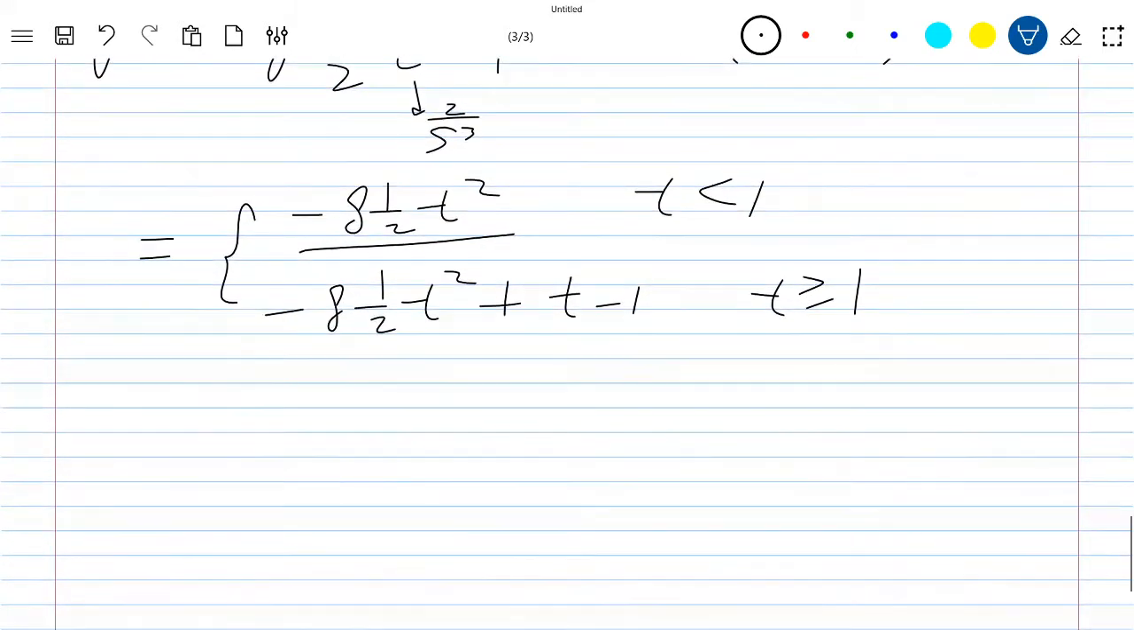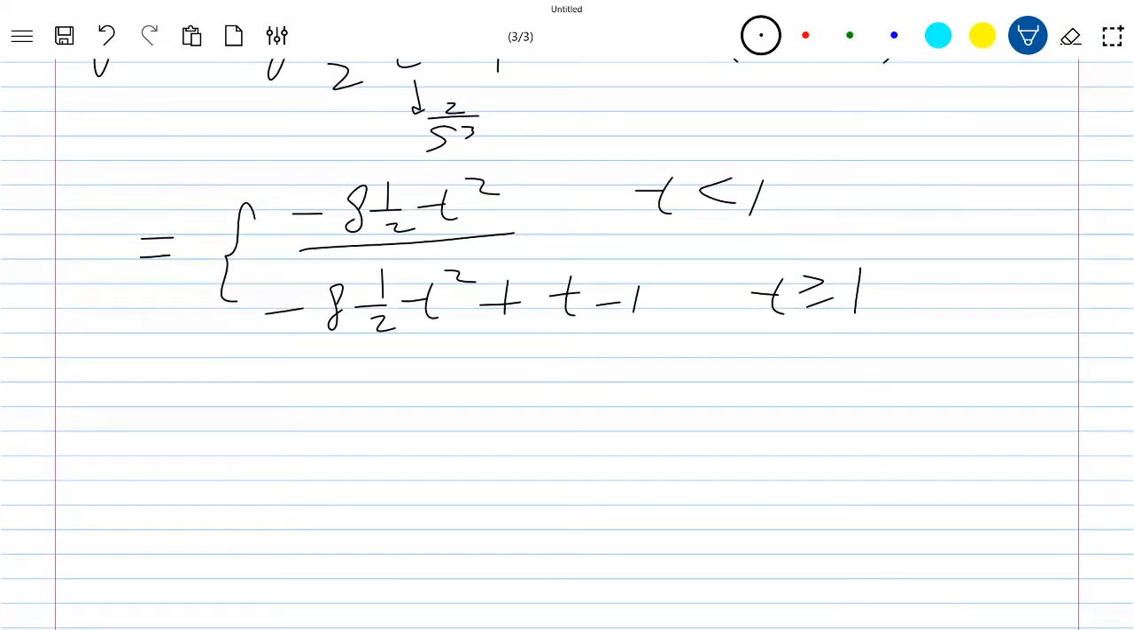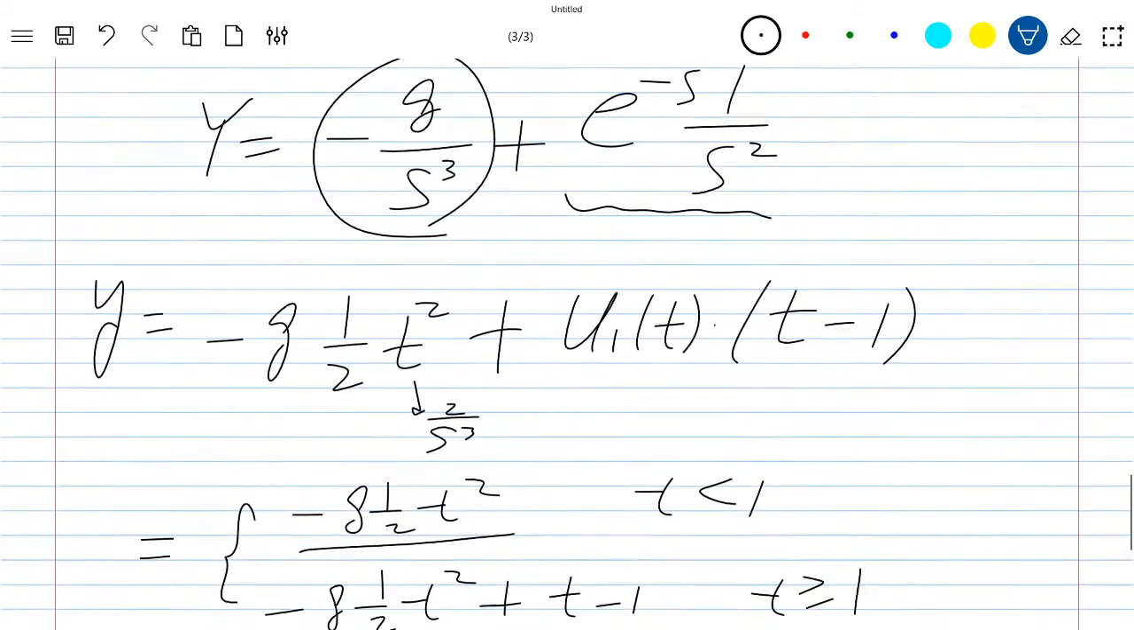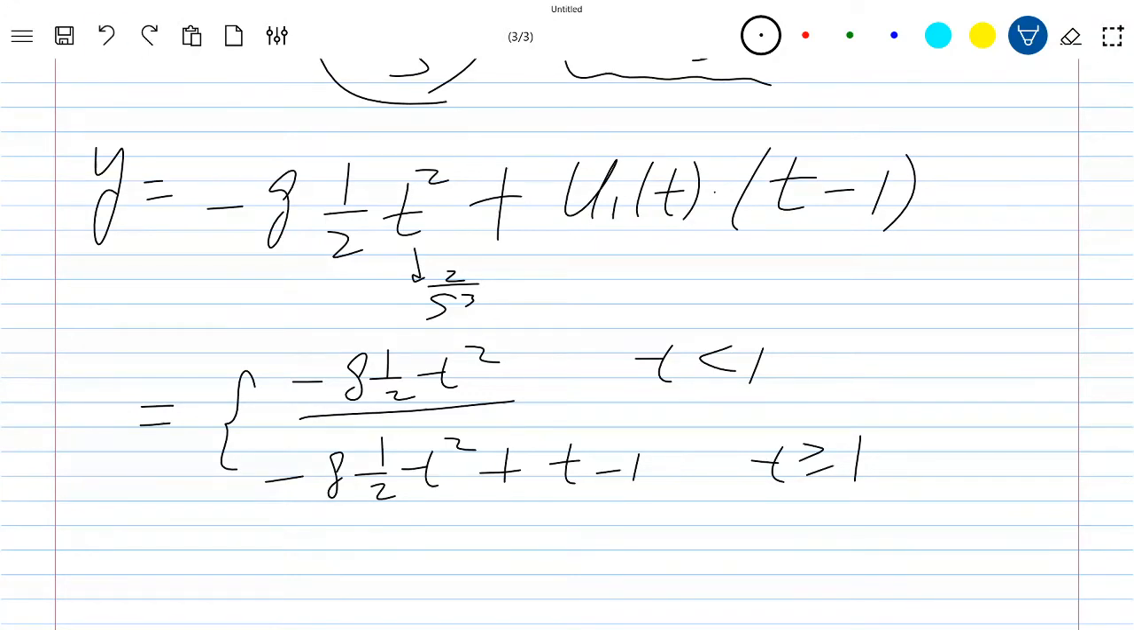Alright? Now let's just do more examples. Sorry for that. What is going on here? Let's just go to new page.